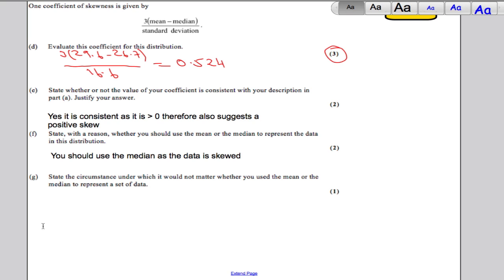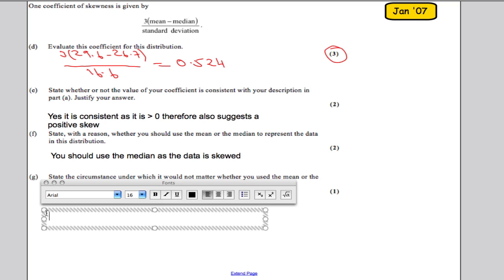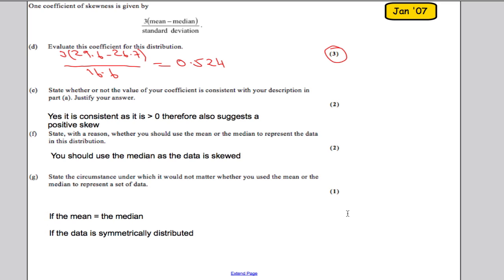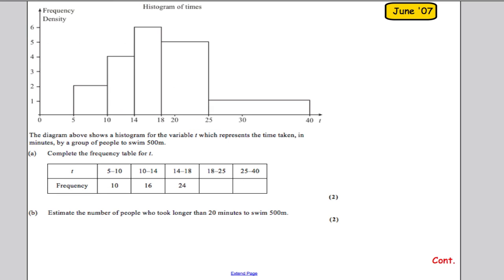And it says state the circumstance under which it would not matter whether you use the mean or the median to represent the data. If the mean equals the median, if the data is symmetrically distributed. So if the mean equals the median or the data is symmetrically distributed, then it doesn't matter whether you use the mean or the median. Right, on we go. Next part.